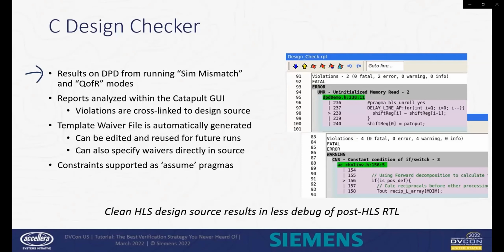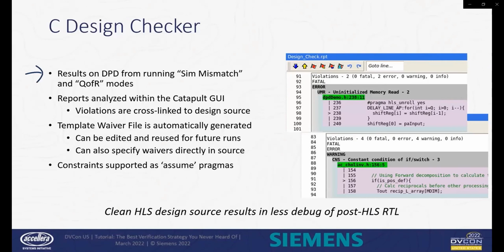The simulation mismatch results are shown in the top screenshot, where in this situation we're reporting on an uninitialized memory read, or UMR. This is a scenario where the C++ sim may always return a 0 for an uninitialized memory read, yet the resulting RTL will likely show an X during simulation. Best to identify and address this upfront.